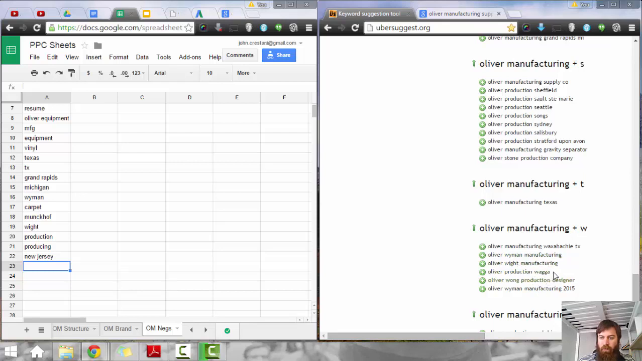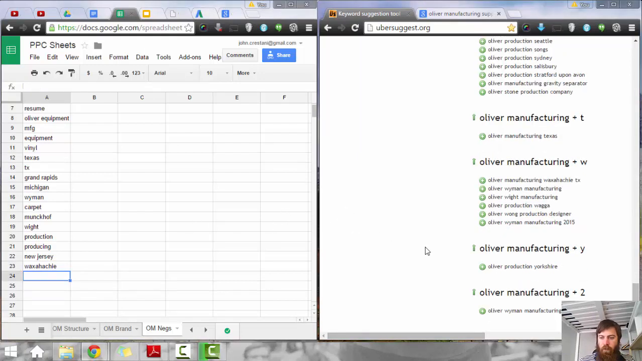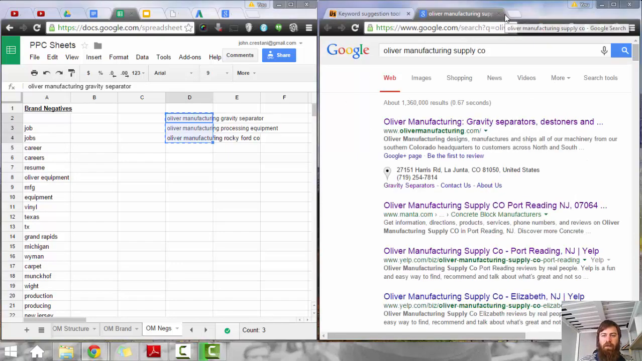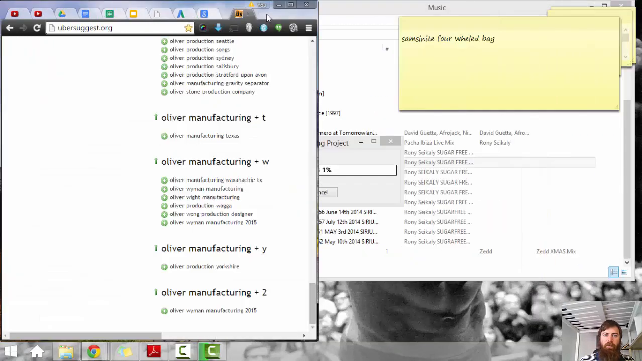White Wyman. EX is negatived out, but we can also add in Waxahachie. So there's another negative. Oliver Production and Wyman. So we got a lot of negatives. Notice in this campaign we have a ton of negatives going on. So that's definitely something that's a bit unique about this account.